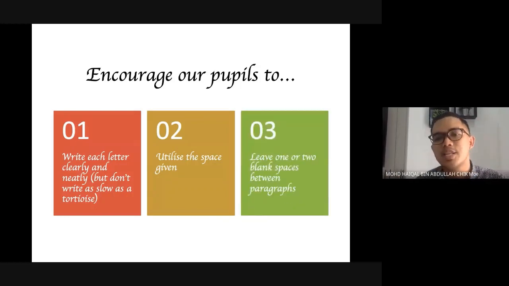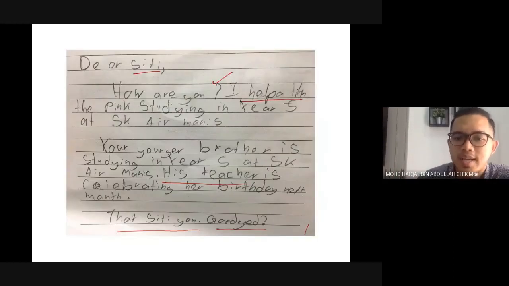The next one. Yes, this is the one. Leave 1 or 2 blank spaces between paragraphs. Almost the same points here. All right, let's take a look at these 2 pieces of work of my students.